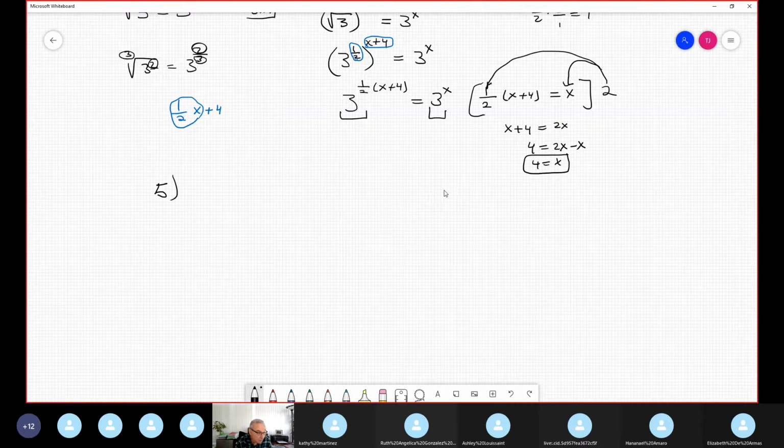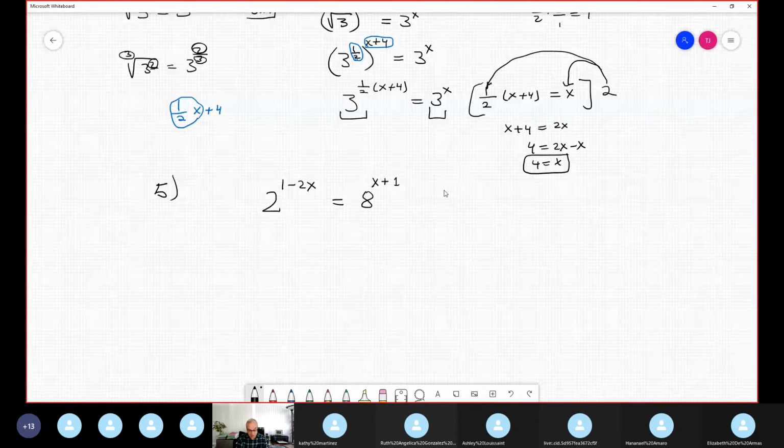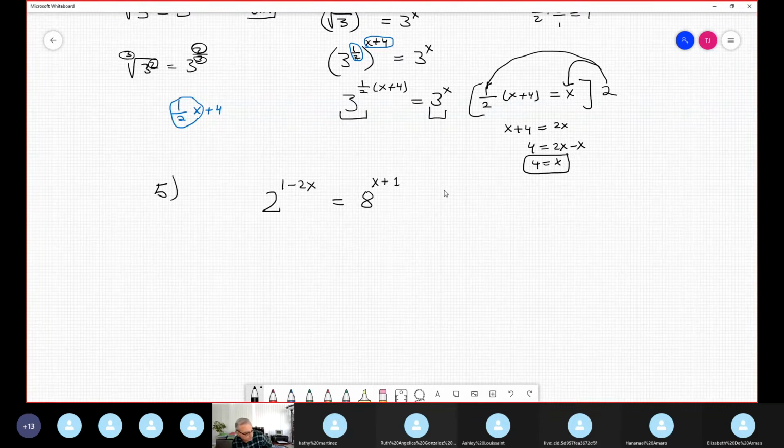Okay, one more example. Example 5. 2 raised to the 1 minus 2x equal 8 raised to the x plus 1. So I ask myself, what is the common base in that case? Tell me. What is the common base between 2 and 8?